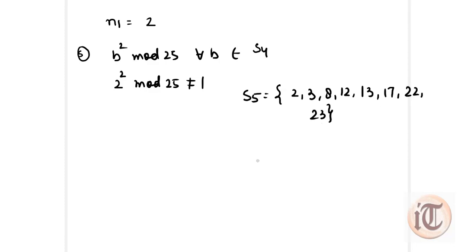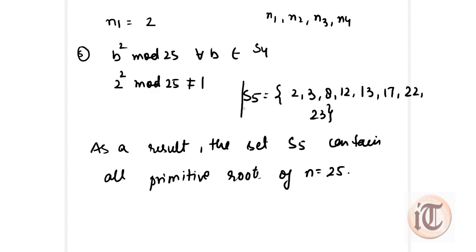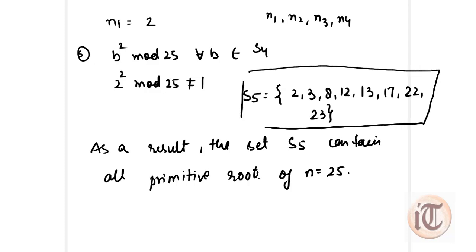So this is how we calculate for all the divisor values of k, means n1, n2, n3 and n4. After calculating for n1, the last set is S5 here. As a result, the set S5 contains all the primitive roots of the number 25. So this set is the final answer, the primitive roots for n equals 25.